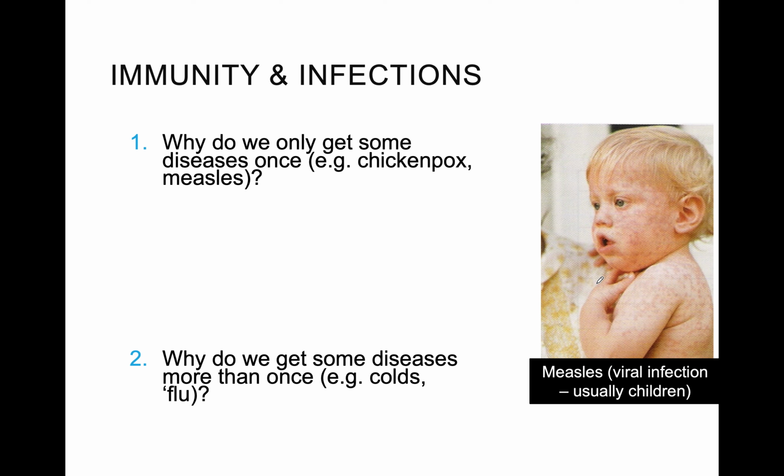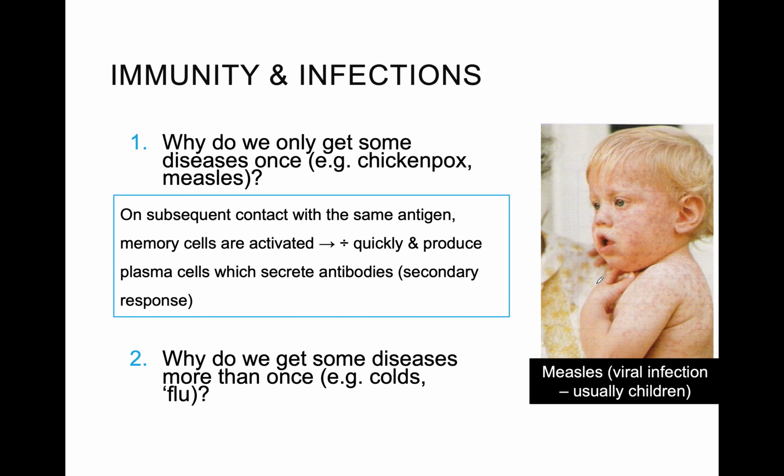Some diseases we may only get once, like chickenpox or measles, and that's because they have a slow or very slow mutation rate. So the virus doesn't produce any new antigens. So the memory cells, when they become activated, quickly divide. They produce B cells really quickly and plasma cells, which produce and secrete antibodies really quickly. And therefore, that secondary infection never has a chance to do much damage.